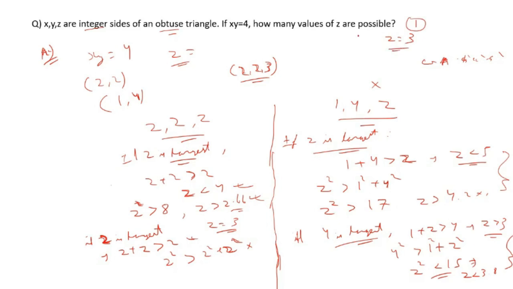So it is a good question, building these scenarios to find the range of permissible values for a side of the triangle. The only mistake that people make at times in a hurry is that they forget to apply the basic triangle inequality here. They just directly jump onto the obtuse part of it and start applying the cosine rule.